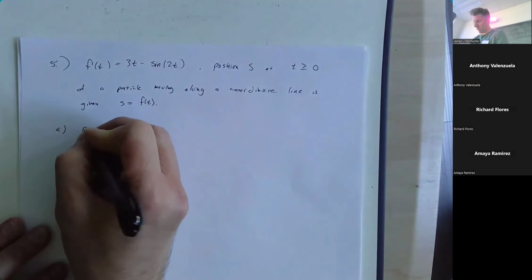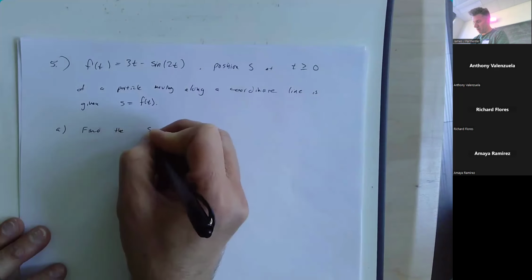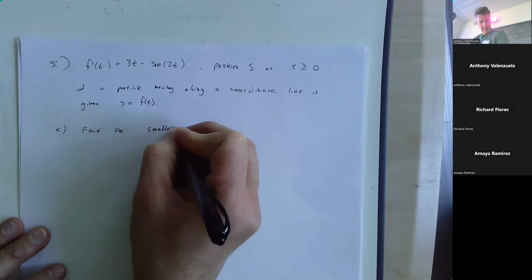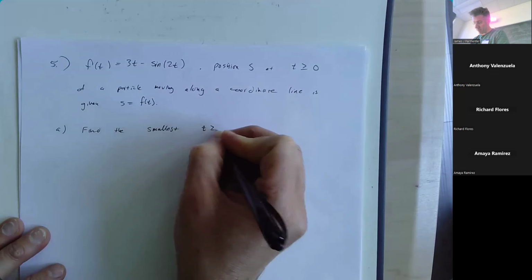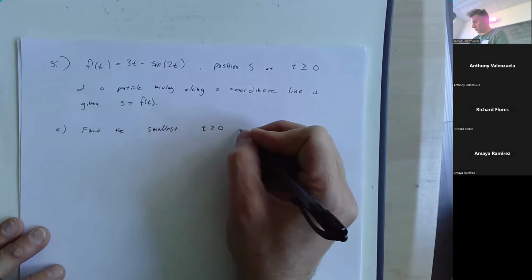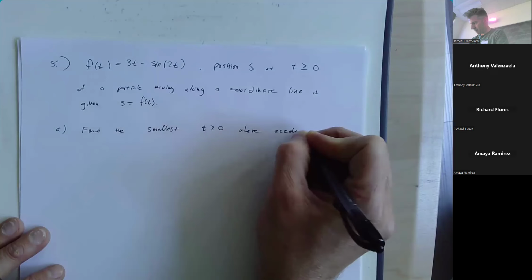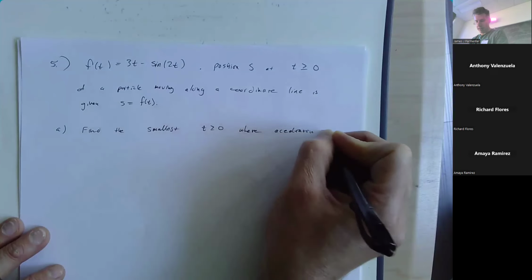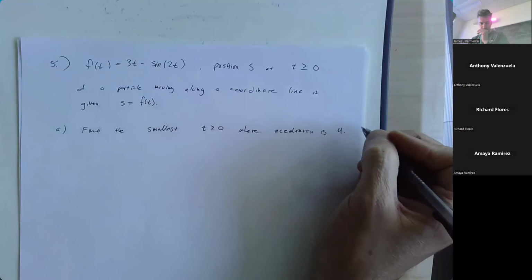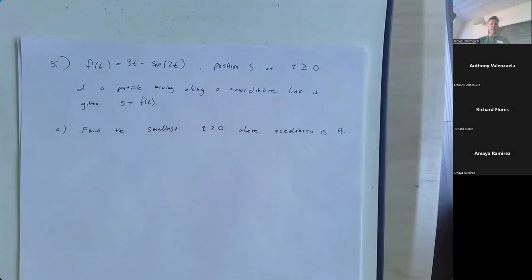Part A: find the smallest time that is greater than or equal to 0 where the acceleration is 4. For what units? Nobody knows because there aren't any units anywhere. So if nobody gives you units to start with, don't sweat it.